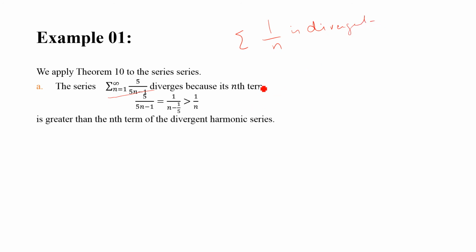Okay, so what is the relation between 1 over n and the nth term of this series? We can see that 1 over n is less than 1 over n minus 1 over 5. That is, this is a_n, this is b_n. And if the smaller series is divergent, then the series with the larger terms is also divergent. Now, since sigma 1 over n is divergent, so sigma 1 over n minus 1 over 5, that is 5 over 5n minus 1, is also divergent. So, using part 2 of theorem 10, we can conclude that this is a divergent series.